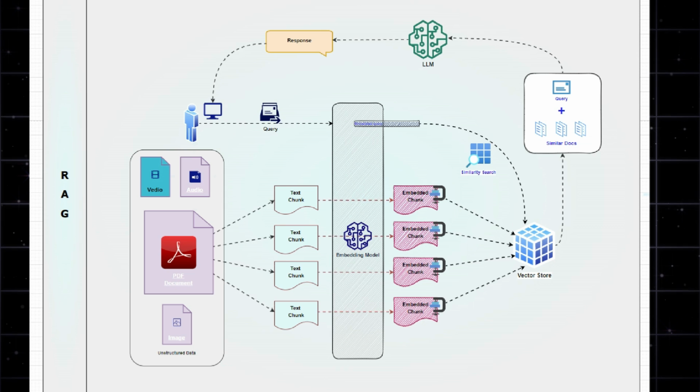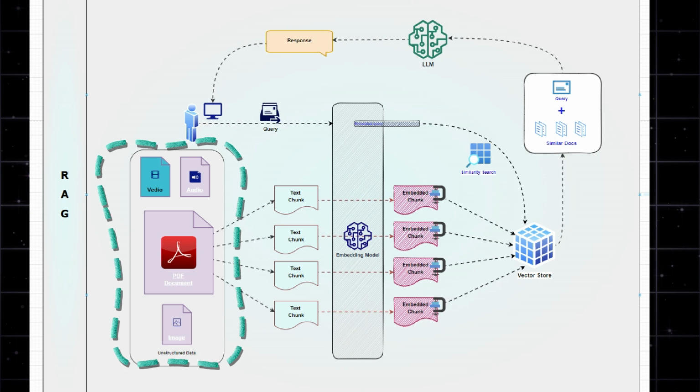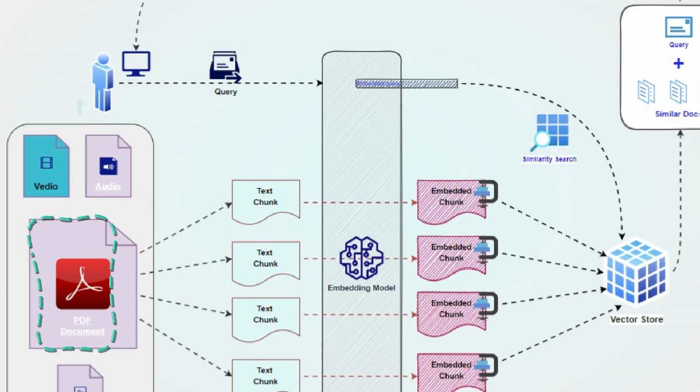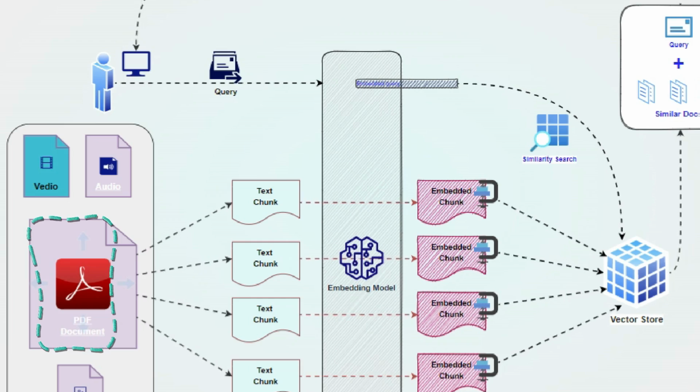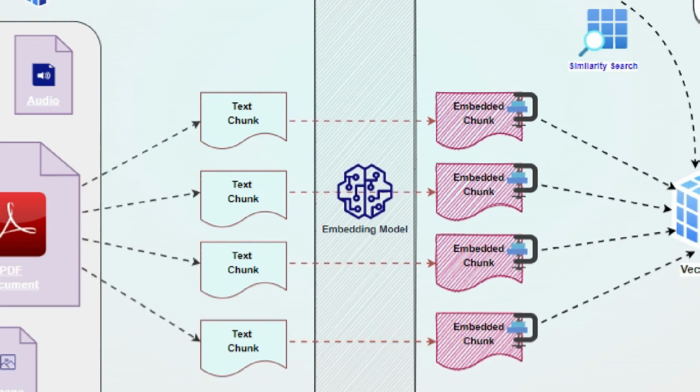If you look at the diagram right here, it explains the source where the data is coming from and how the data is split. Let's say you have a PDF where you have a lot of data. We will split it into chunks. I'm going to use fixed length chunking. I'll explain what it is and how it's done.